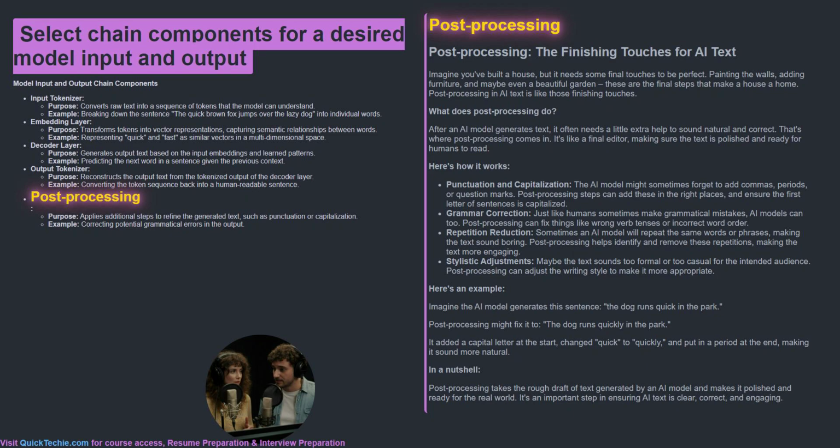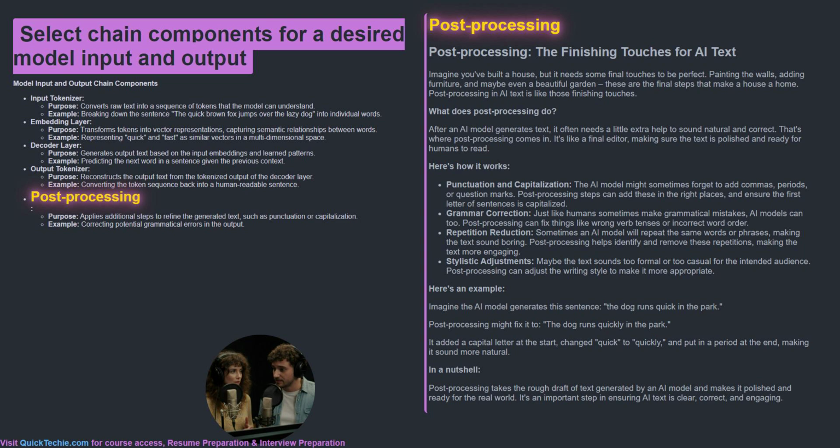Post-processing, the finishing touches for AI text. Imagine you've built a house, but it needs some final touches to be perfect. Painting the walls, adding furniture, and maybe even a beautiful garden. These are the final steps that make a house a home. Post-processing in AI text is like those finishing touches. What does post-processing do? After an AI model generates text, it often needs a little extra help to sound natural and correct. That's where post-processing comes in. It's like a final editor, making sure the text is polished and ready for humans to read.